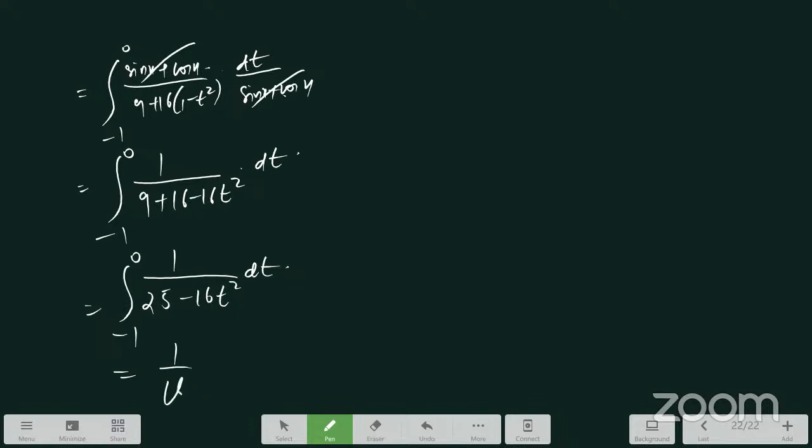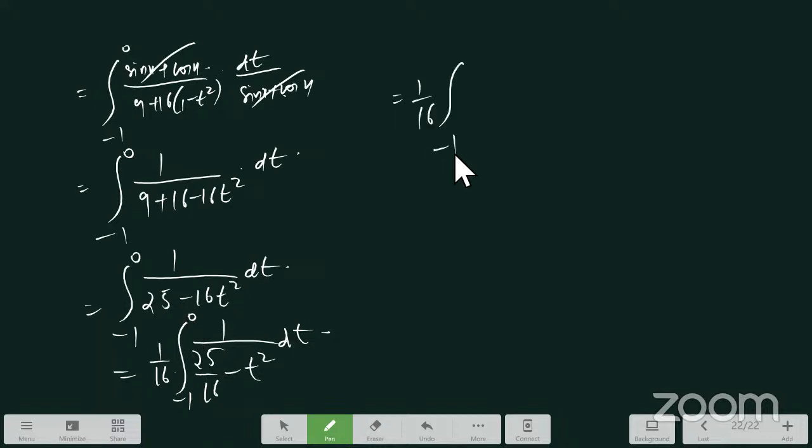Take 1 by 16 outside. Integration of this becomes 1 by 25 by 16 minus t square dt, minus 1 to 0. Is it clear? I took 16 common, 16 outside. Then 1 by 16 minus 1 to 0, 1 by 25 by 16 minus t square dt. That is 1 by 16 minus 1 to 0, this is 1 by 5 by 4 whole square minus t square dt.